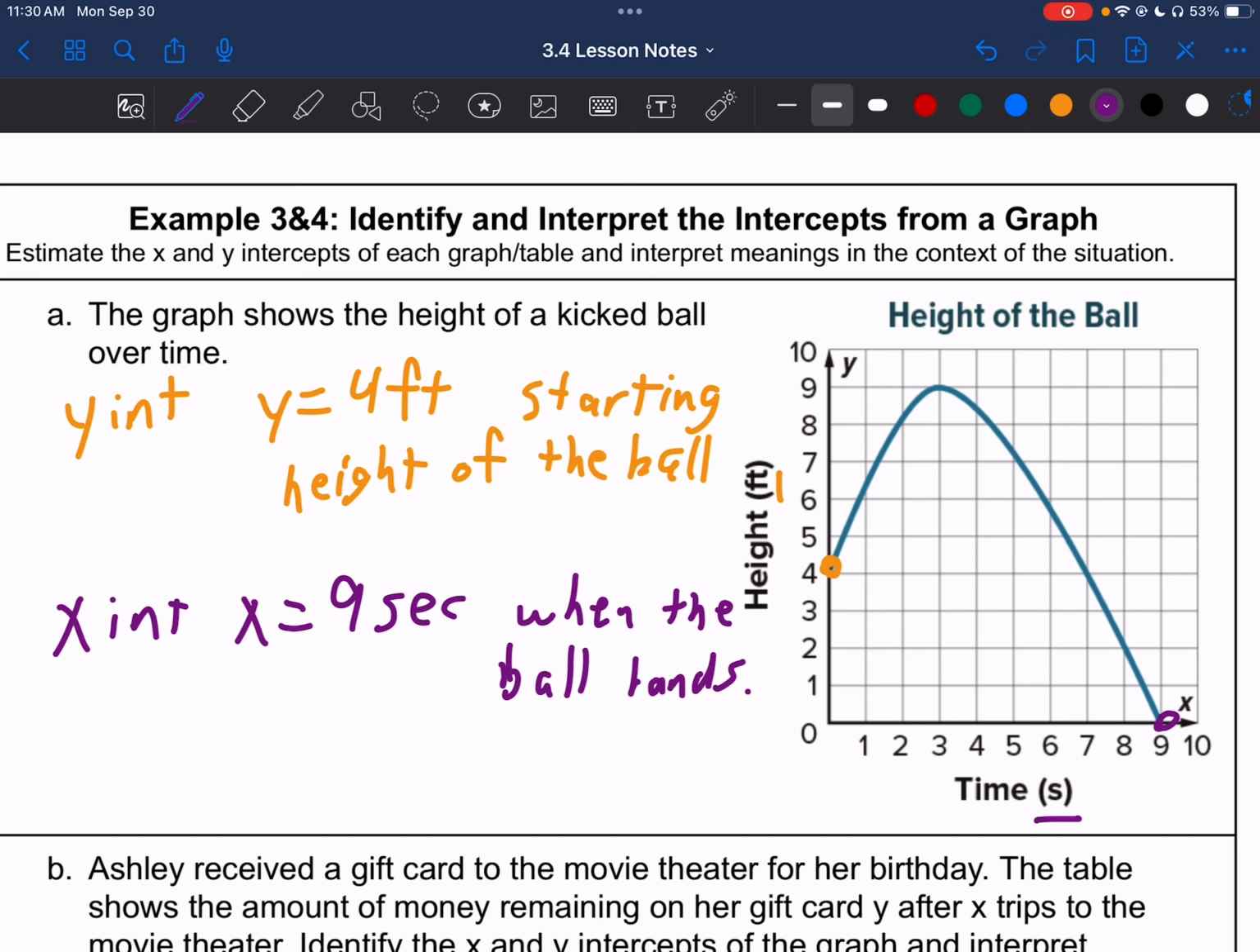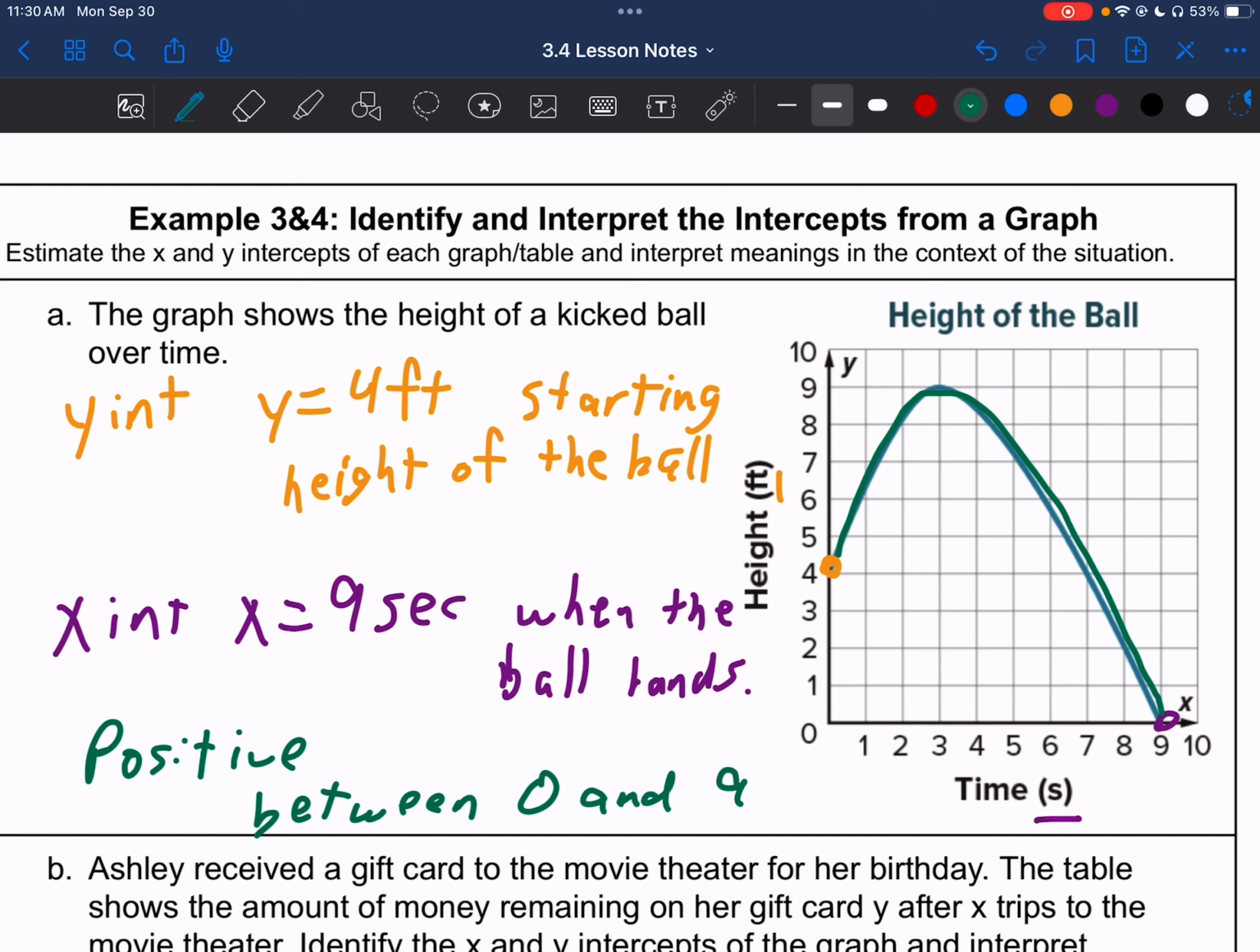All right. Now, this graph, we can look at it. There's only going to be positive territory because we are going to run into the ground, and we can't go through the ground. So positive is going to be between 0 and 9 seconds.